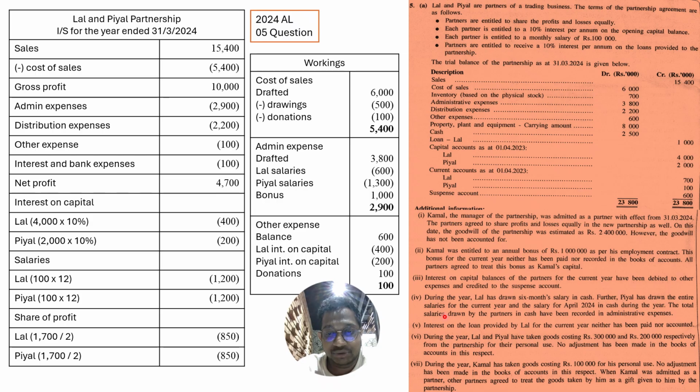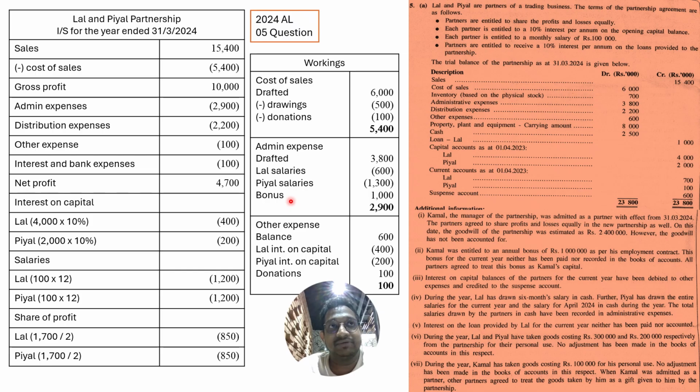During the year, Lal has drawn 6 months' salary in cash. Further, Pierre has drawn the entire salaries for the current year in cash during the year. The total salaries drawn by the partners in cash have been recorded in admin expenses, right? So from admin expenses, it should be minus. And the interesting thing is, PL also withdrew the April salary. So here it should minus 1,300, adding that April withdrawal, right?